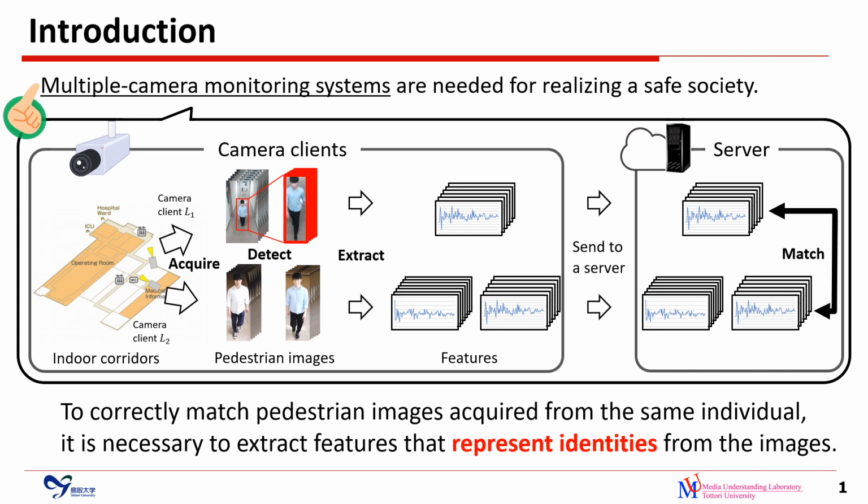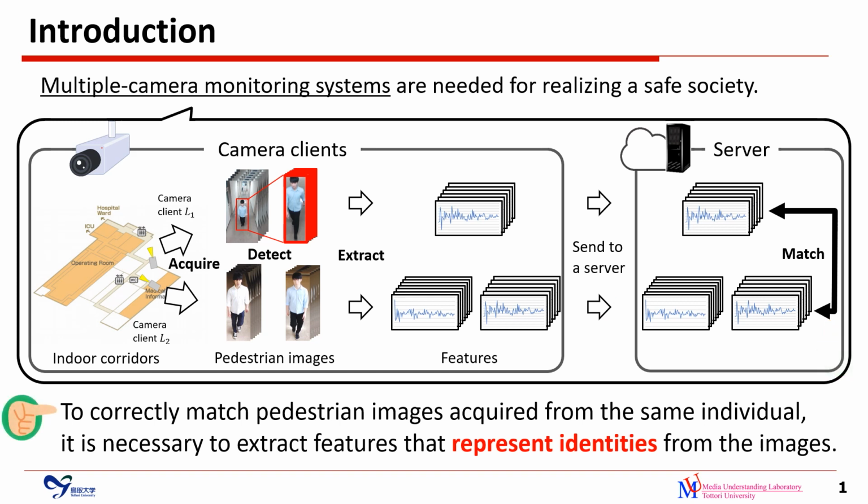I explain an overview of the multiple camera monitoring system. First, the camera clients acquire a video sequence using a camera. Second, the camera clients detect pedestrian images from the video sequence. Third, the camera clients extract features from pedestrian images. Fourth, the camera clients send features to a server. Finally, the server matches features.